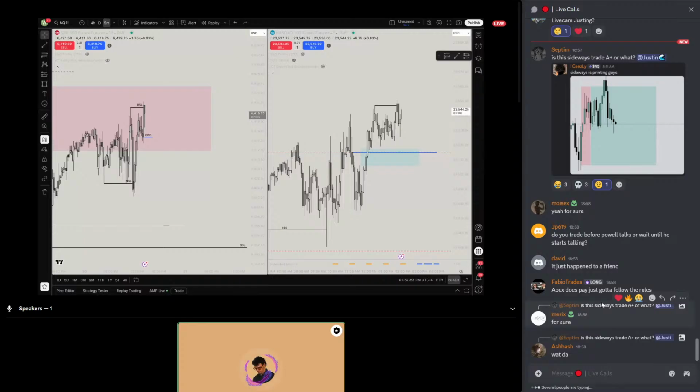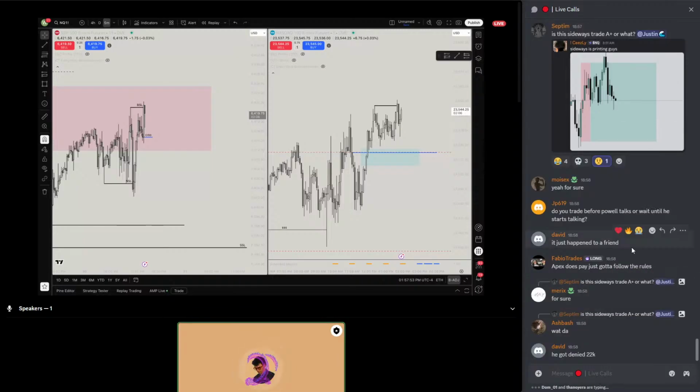This is crazy sideways trade. Yo, let's get Rose playing the time game.